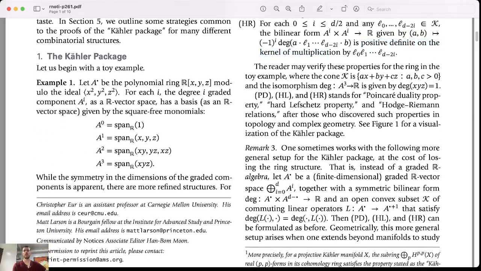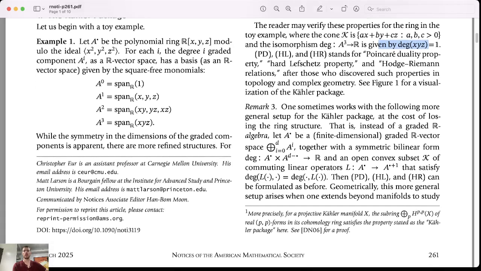The reader may verify these properties for the ring in the toy example, where the cone K is the set of all ax plus by plus cz such that abc is bigger than 0, and the isomorphism degree from A3 to the reals is given by degree of xyz equals 1. These three properties, PD, HL, and HR, stand for Poincaré duality property, Hard Lefschetz property, and Hodge-Riemann relations, after those who discovered such properties in topology and complex geometry. See Figure 1 for a visualization of the Kähler package.